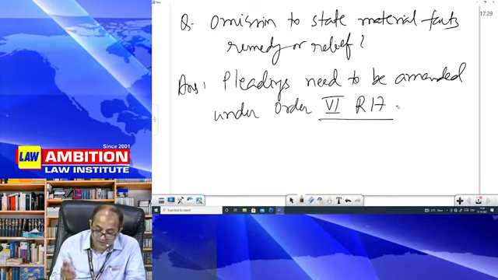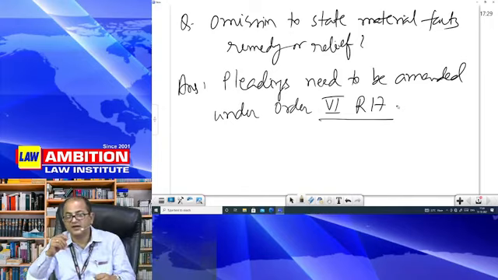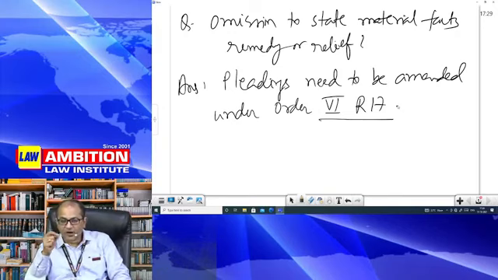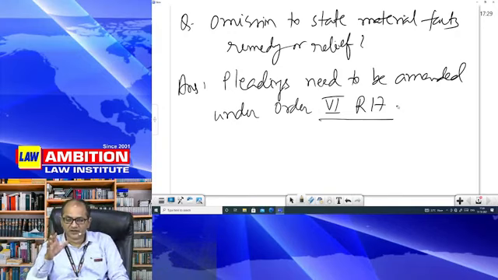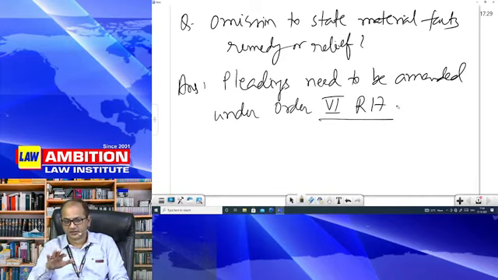Now this pleading of material fact is important also for the reason I said yesterday, that you have to draft your plaint in such a way that you can adduce all relevant evidence before the court. If you do not plead a fact before court in the plaint, then you will not be allowed to adduce evidence regarding that. So this is the biggest disadvantage which a plaintiff may have.